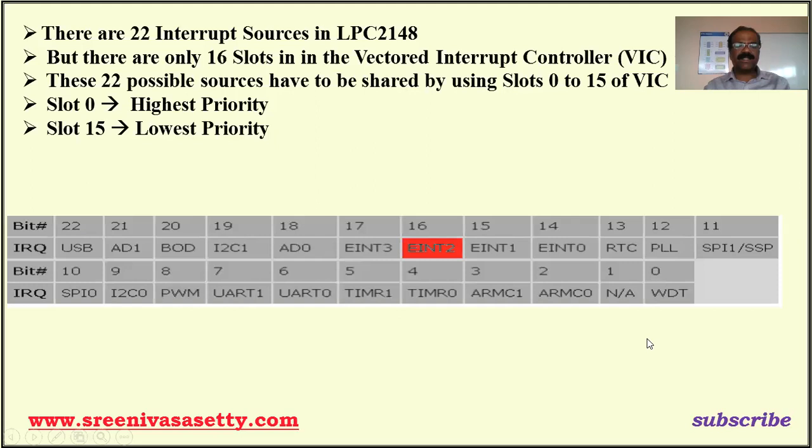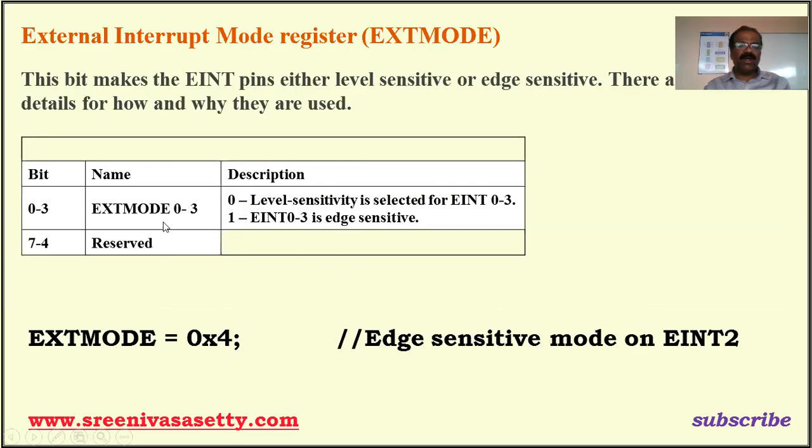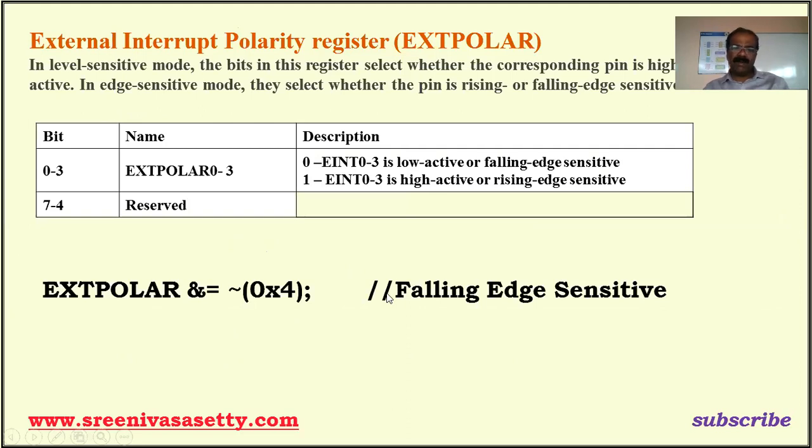I have to configure this register, which means you have to write 1 at bit number 2. How to achieve this? That's why this instruction: external mode register equal to 4. Once you write this data into the external mode register, it makes bit number 2 high. Then we configure external interrupt 2 as edge sensitive. That is the meaning of this particular register. Understood? Edge sensitive mode on external interrupt 2. I'm explaining the program line by line.